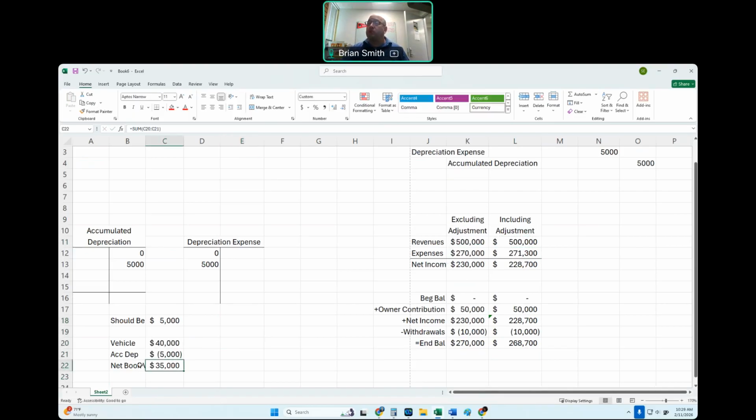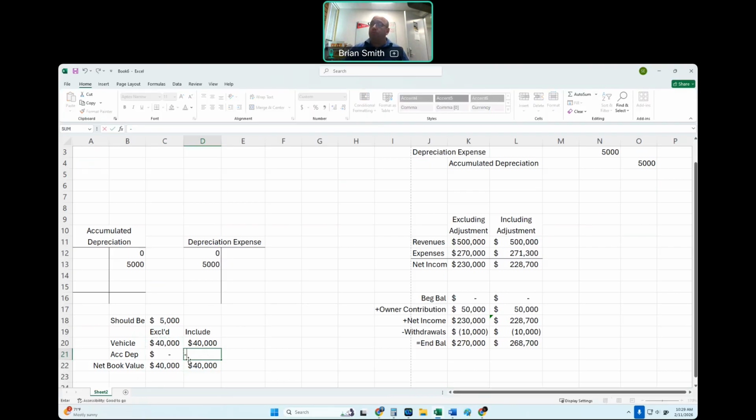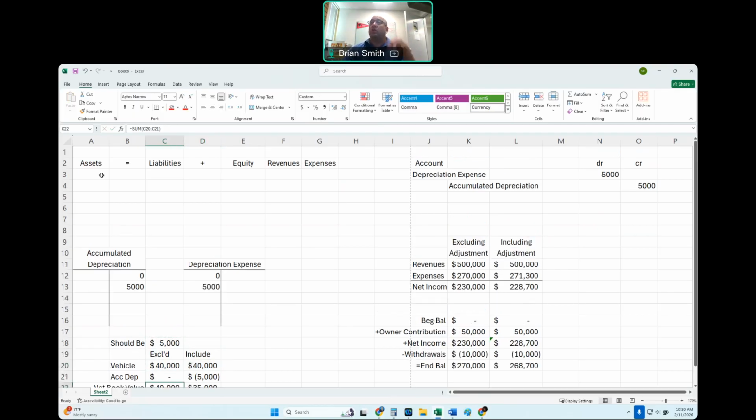Okay, so my net book value should be $35,000. But if I don't make this, then my accumulated depreciation is 0. So excluding this, we have a 0 here. This is what it should be if we include that adjustment. So our assets are being overstated.